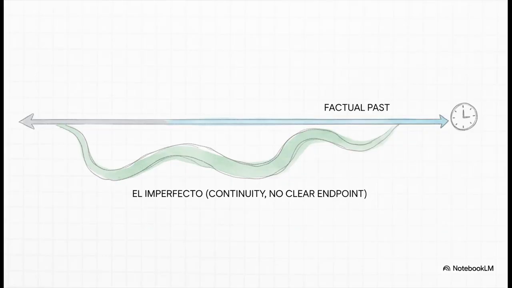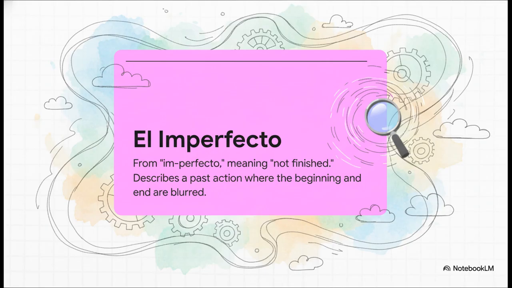Okay, so let's get into it. In English, we mostly talk about the past in one main way, but Spanish splits the past into two totally different realities. The first one is for those sharp, finished actions, the facts, the he entered the office part. But the second one, well, that's where the real magic is. It's called el imperfecto. And the secret is right there in the name. Imperfecto literally means not finished. And that's the whole point.